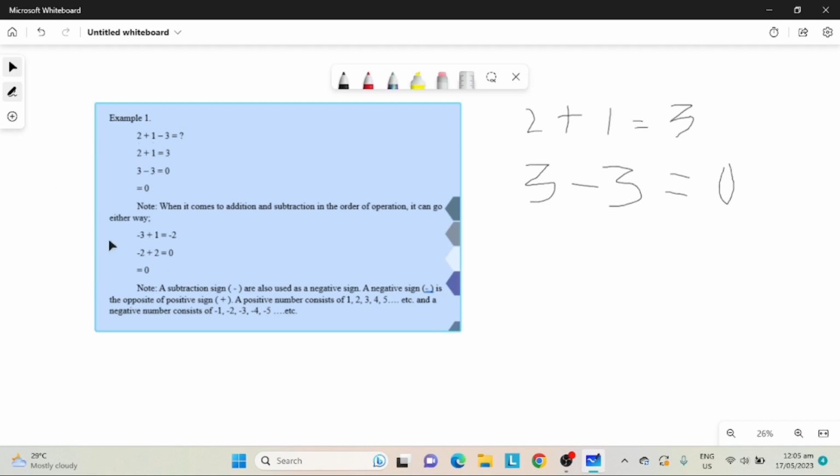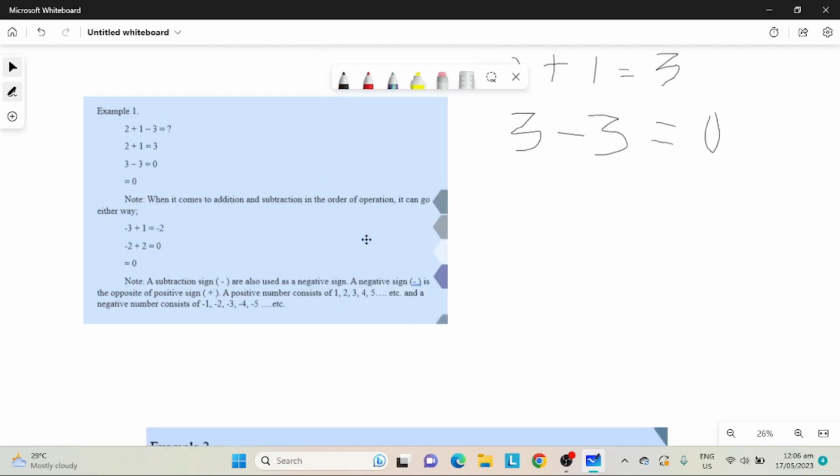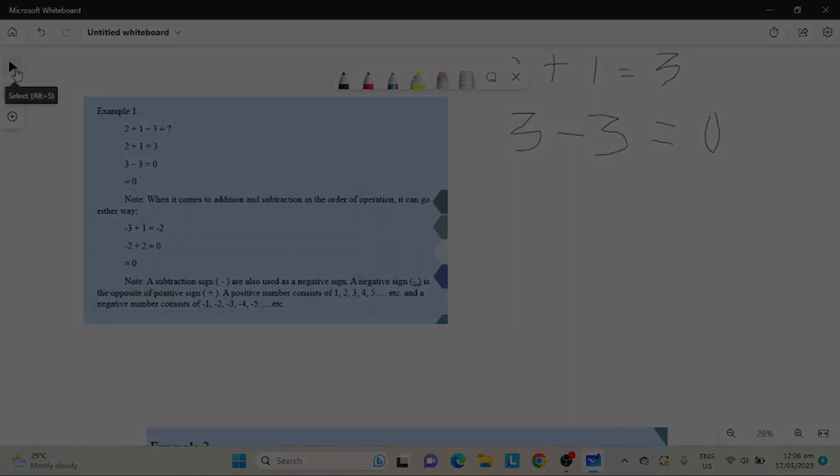Next, we have negative 3 plus 1 is equal to negative 2. This is also a given from this example number 1, an explanation of what comes first. It doesn't matter what comes first. So you can also use negative 3 plus 1 is equal to negative 2, just like I said earlier. Then negative 2 plus 2 is equal to 0. Then take note, in higher grades, we will discuss this.